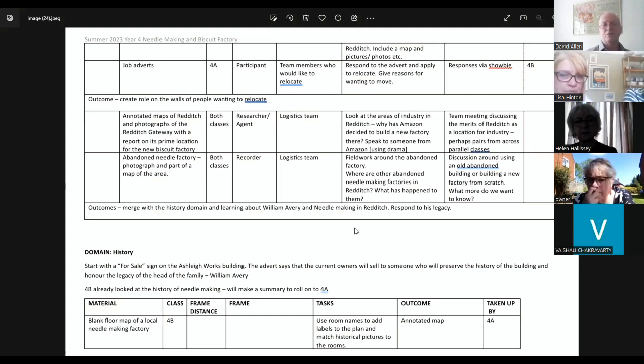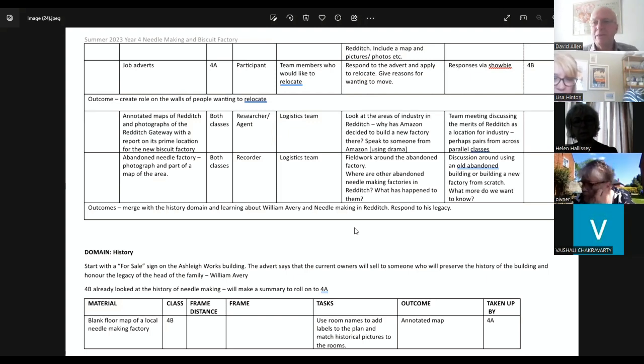So are they in a fictional dramatic frame? Are they in a role or not at this point? At this point, they're the biscuit making company who have seen this advert. They're looking for the new factory. They feel like this building is a potential building. So they're trying to find out before they speak to the people who are selling the building. They want to find out a bit more about the history because it says that they will sell to someone who will preserve the history.